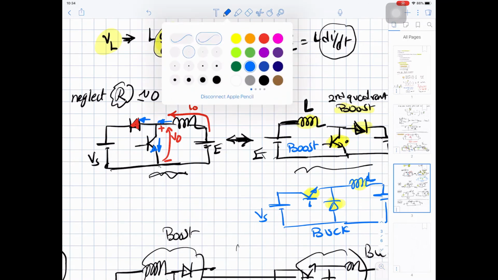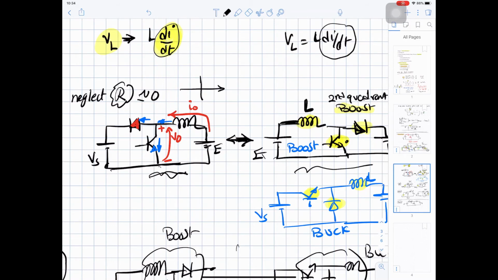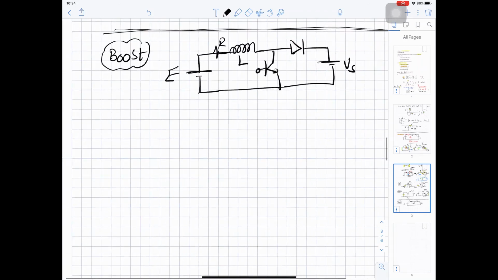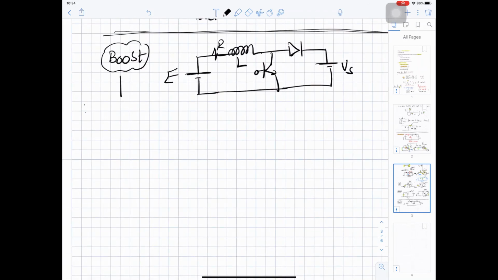So if we sketch the VI here, our voltage is positive, but our current is negative. That's why we call this the second quadrant. And we called the buck the first quadrant. So we call the boost our second quadrant. Okay.